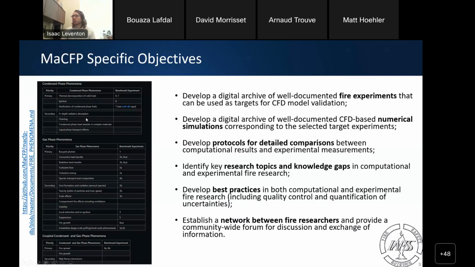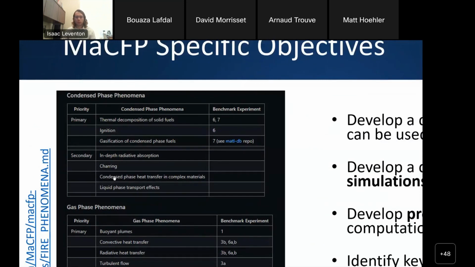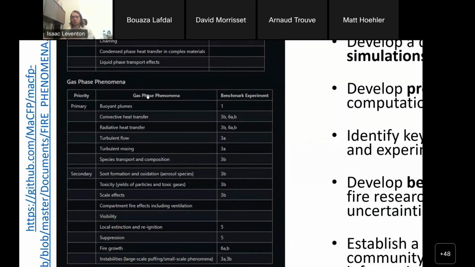And so on the left, as we look at these core objectives, I have a list of the primary phenomena that we are interested in right now. So when we look at the target cases that we're presenting today, or others that we might look at in the future, we are looking to create systematic progress in fire modeling. We want to do that through a building block approach. And some of the phenomena of interest that we have in the condensed phase or the gas phase might be, can we do thermal decomposition well, or charring, or heat transfer? When we look at turbulent flow, or soot production, or scaling, these are the core phenomena that we believe we should be able to do well if we're doing good fire modeling.